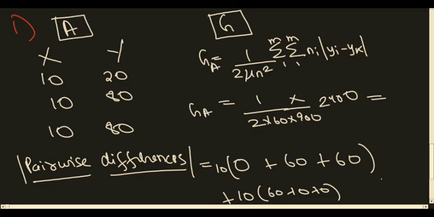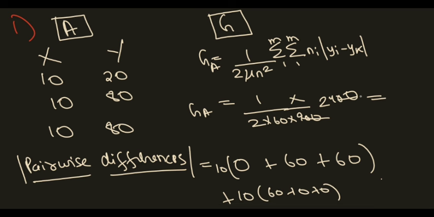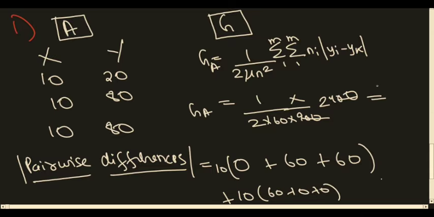So we get G for A as 24 divided by 120 into 9.022.